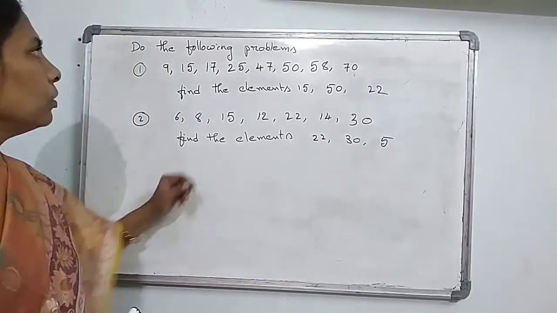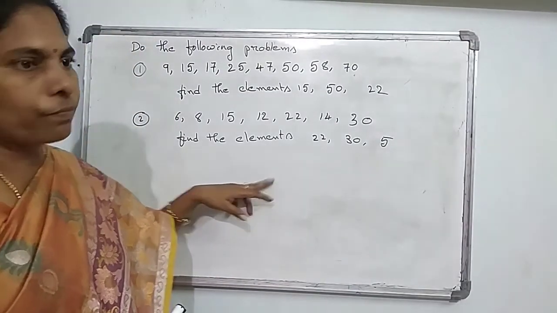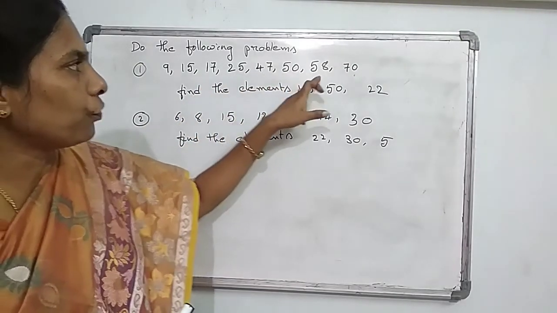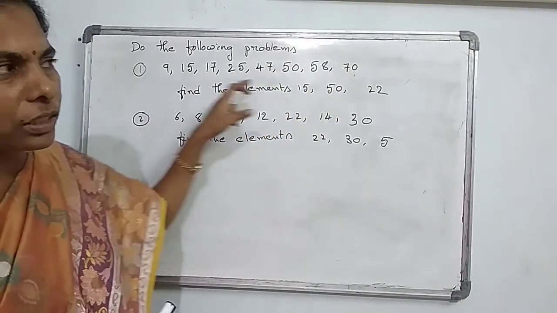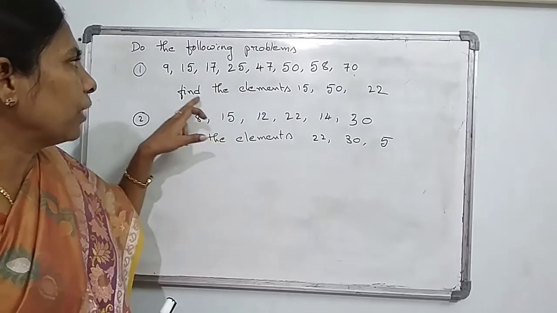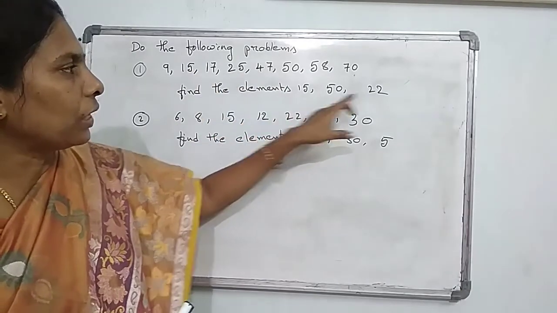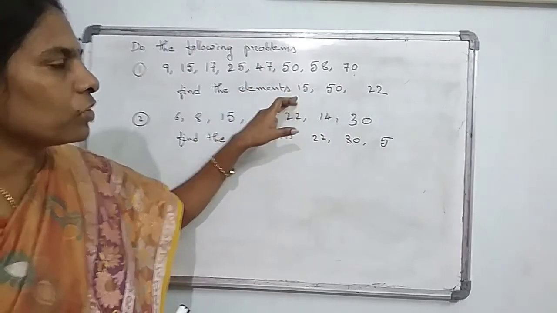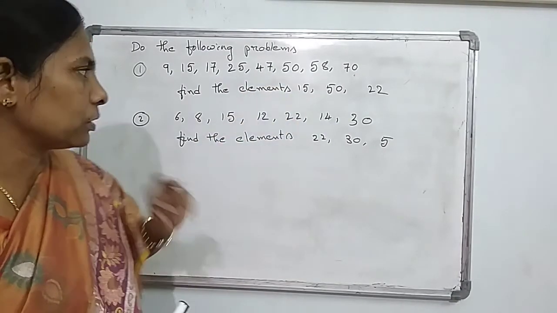Okay, now do the following problems. In the first problem: 9, 15, 17, 25, 37, 50, 58 and 70. So these are the elements. Within the elements find the elements 15, 50 and 23. Check whether the elements exist or not. That means successful search or unsuccessful search.